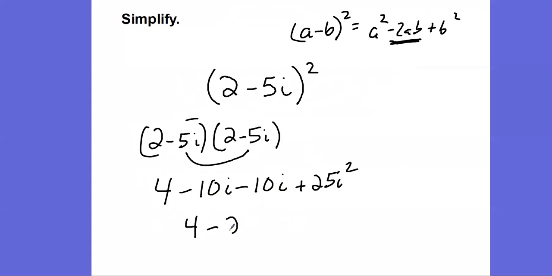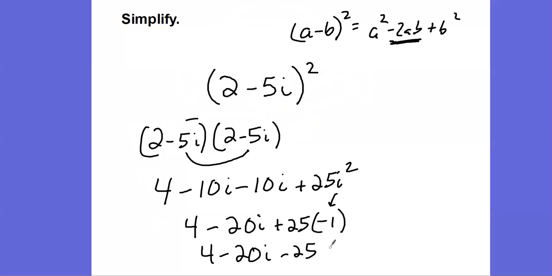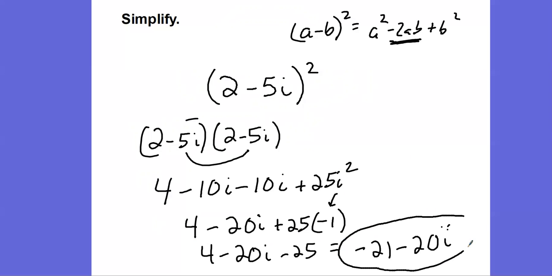This is 4 minus 20i plus 25 times negative 1. i squared is the same thing as negative 1. So this is 4 minus 20i minus 25. 4 minus 25 is negative 21. So we have negative 21 minus 20i. And we're done. All right, let's take a look at another one.